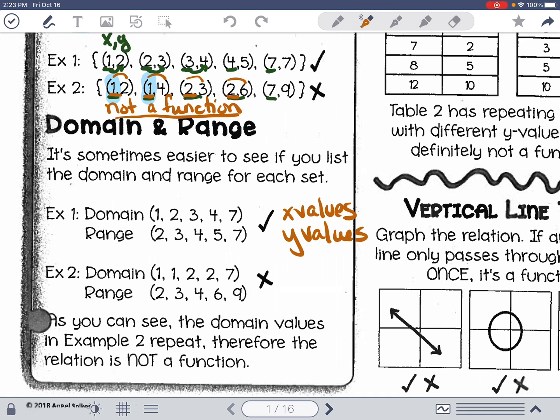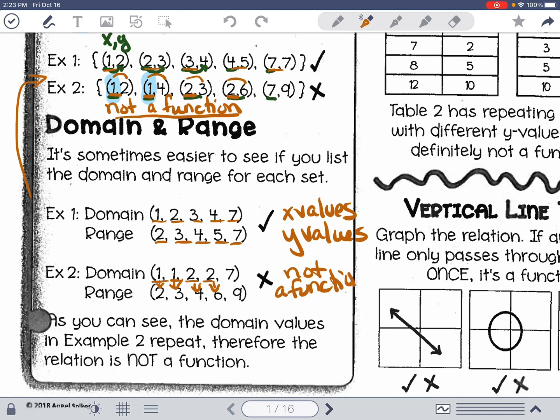Okay, so we're using these ordered pairs up here, and we're listing the domain, all the x values for example 1. 1, 2, 3, 4, and 7. And then we list the range. You notice that the domain does not repeat, and it's not paired with two different outputs, two different y values. In this case, you see the domain repeats, and it's paired with two different outputs. That means it's not a function.